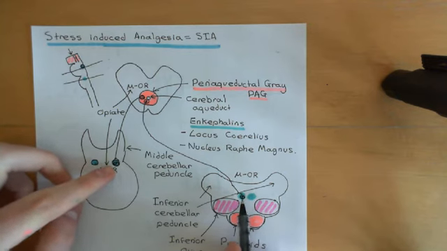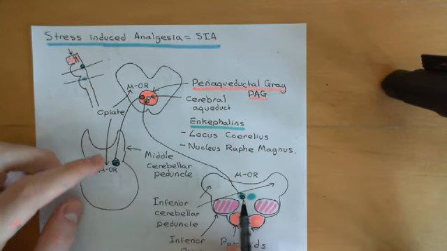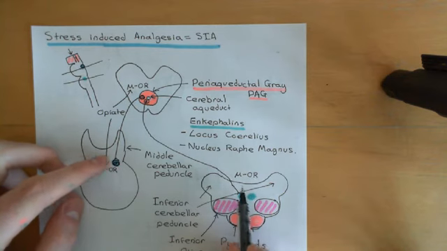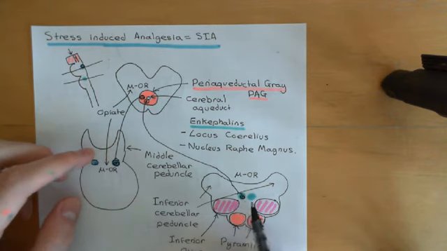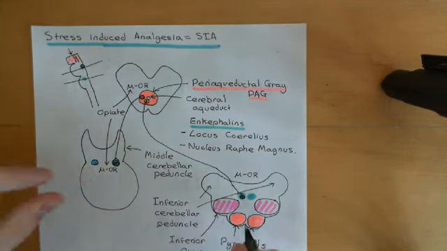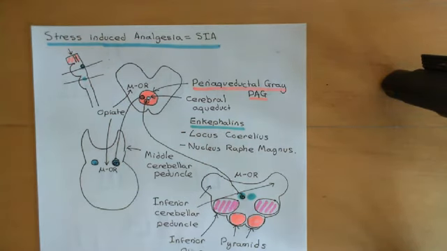Okay, and now if you then activate these neurons in the nucleus raphe magnus and locus coeruleus, again through mu-opioid receptors, because the periaqueductal grey neurons are releasing enkephalins, which act on the mu-opioid receptors, then these neurons are going to send axons down the spinal cord, basically. So these are going to send descending projections down to the spinal cord.